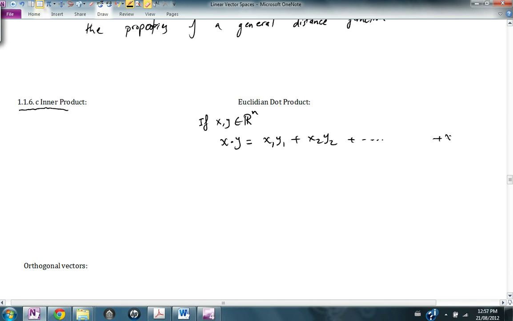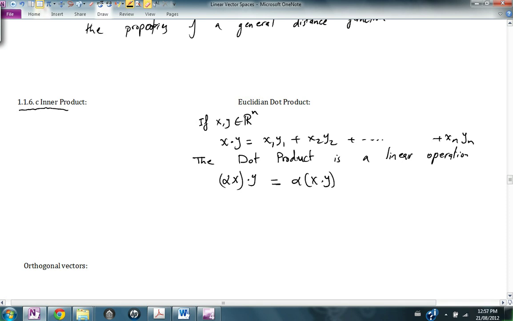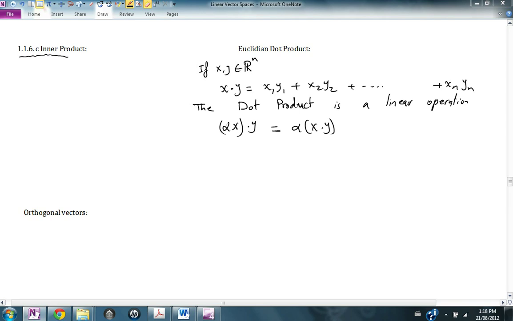The dot product is a linear operation. Which means alpha x dot y is equal to alpha times x dot y. So the Euclidean dot product is a linear operation. If you multiply a real number alpha by a vector x, and then you take the dot product with y, it's also equal to taking the dot product first between x and y, and then multiplying by alpha.